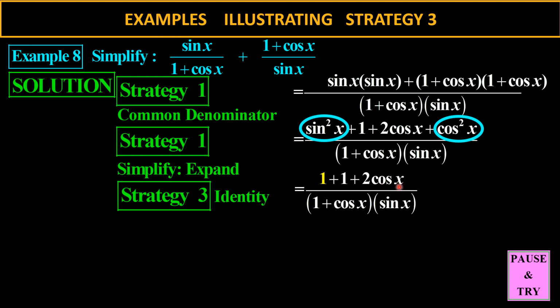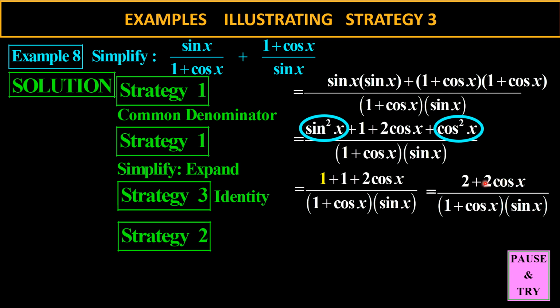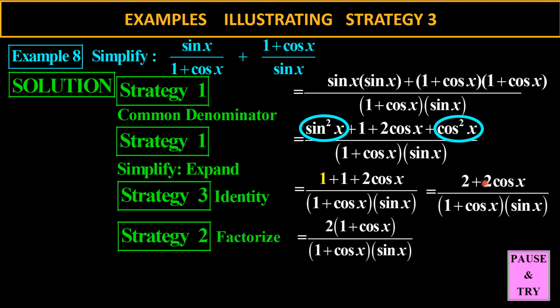Okay. Now let's simplify that. 1 and 1 is 2, plus 2 cos x. Now let's look at this again. Any like terms? No. This is already factorized. No like terms there, but what can I do with that? That's correct, I can use strategy 2. I can factorize, and that is taking out a 2 as a common factor.